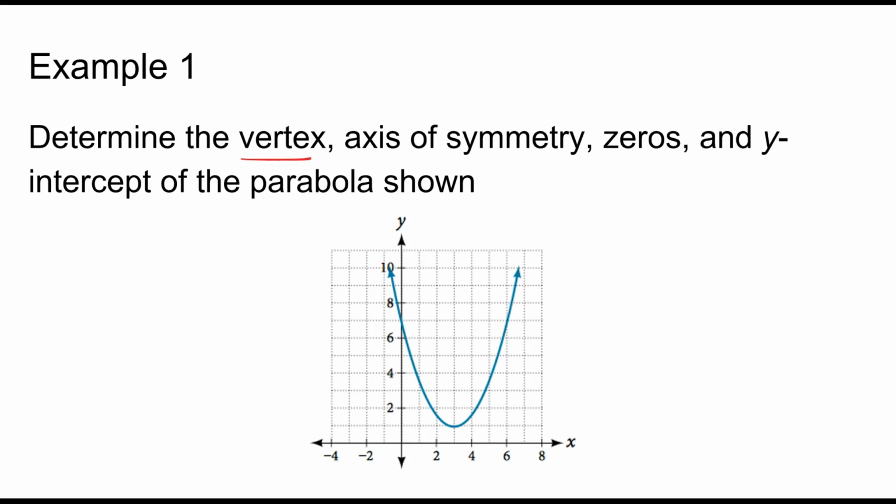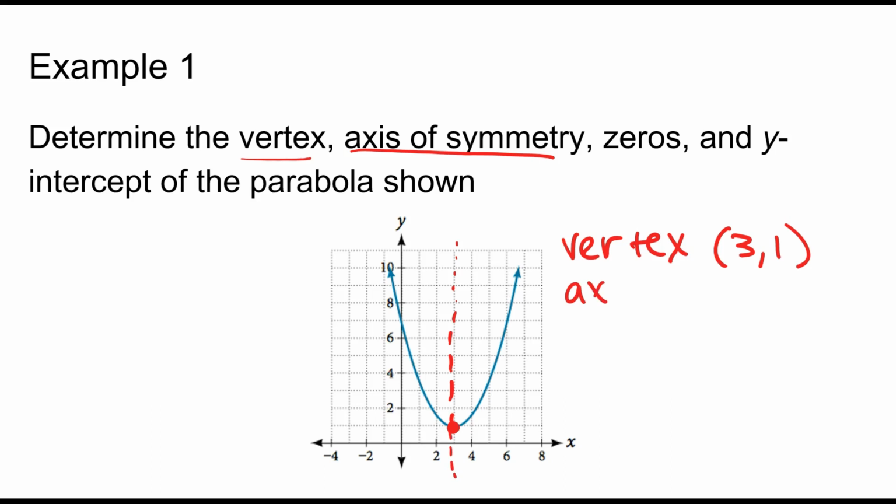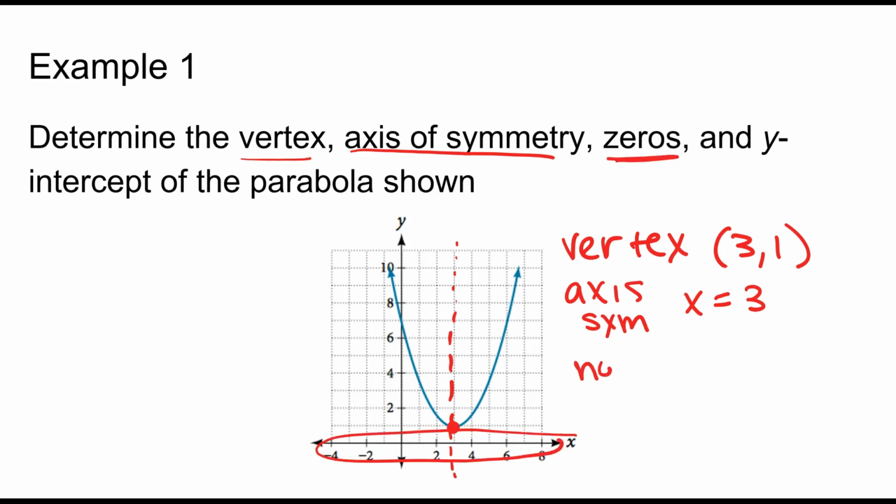So we'll start with vertex. The vertex is the lowest point or the highest point, and this would be the ordered pair (3, 1). The axis of symmetry is the vertical line that goes right through, and that is always x equals, and in this case, the x value is 3. The zeros: this graph does not hit the x-axis, so there are no real zeros. And the y-intercept is where it hits the y-axis. That's going to be (0, 7).